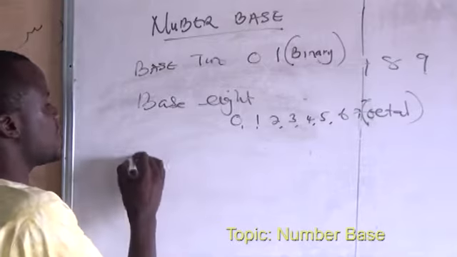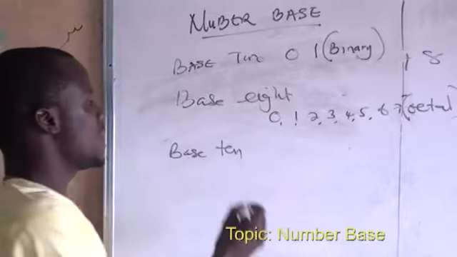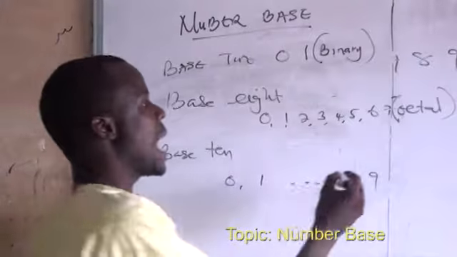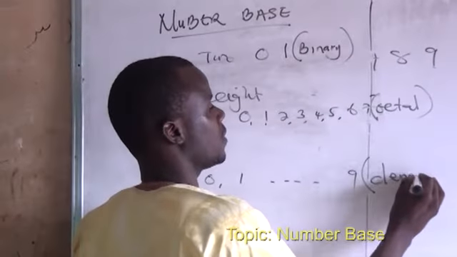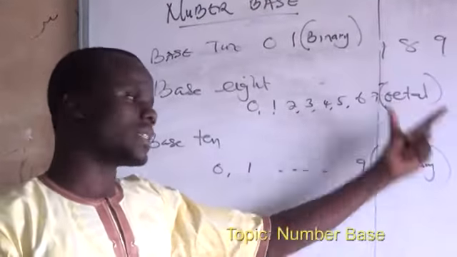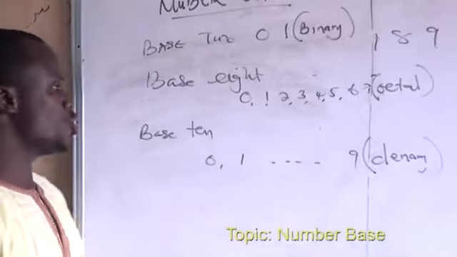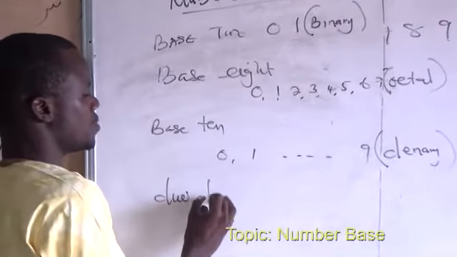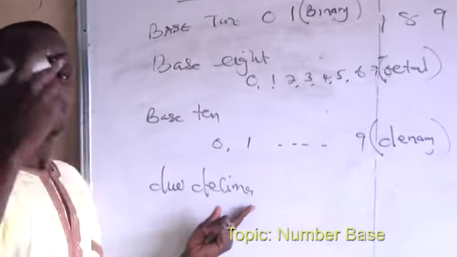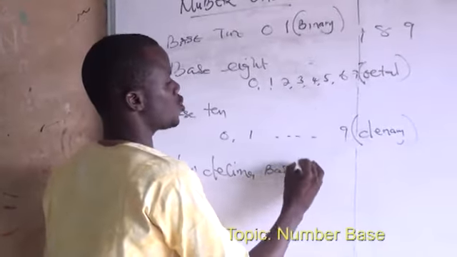And also when we look at base 10, base 10 is also very important for us to know. That is from 0, 1 up to 9. This is base 10, and we call it binary. You see, base 2 we call binary, base 8 we call octal, and base 10 we call it binary. And if you look at duodecimal, when we say duo means 2, decimal tens, that is base 12. So we call it duodecimal, base 12.